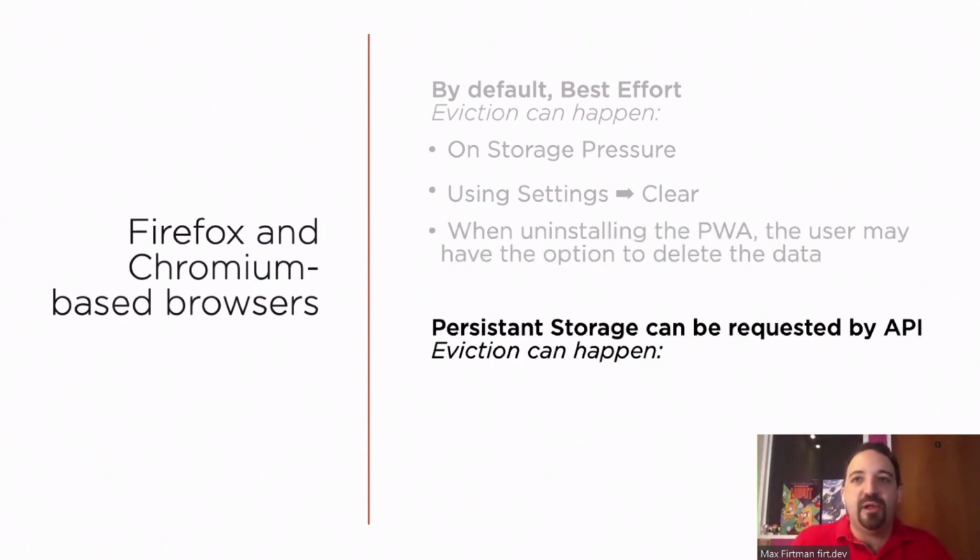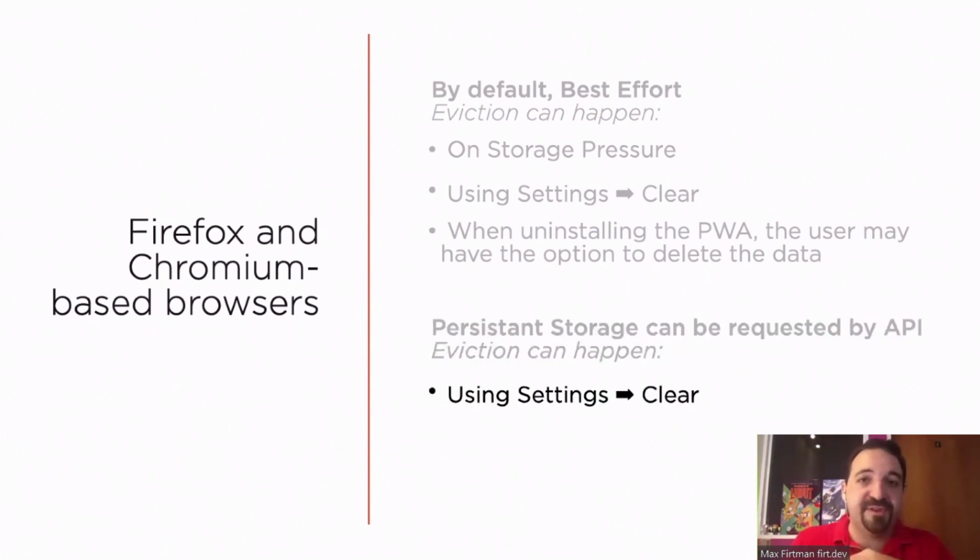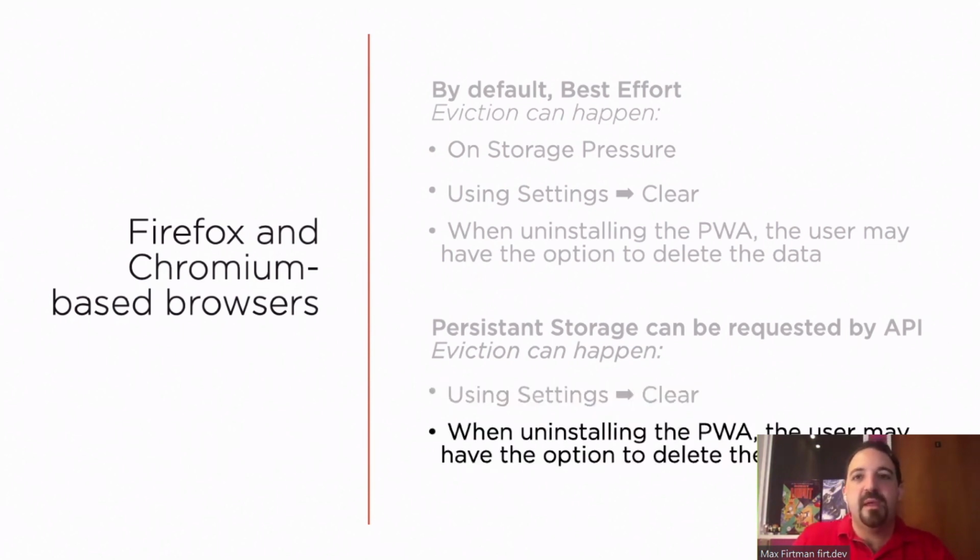So that's why we also have a persistent storage model similar to iOS, but in this case, it's not being applied automatically. You need to request this by an API. If you request persistent storage and it is granted, eviction will only happen if the user goes to settings and clears the data for your origin, for your domain. Also, when installing the PWA, the user will have the same option as I mentioned before.